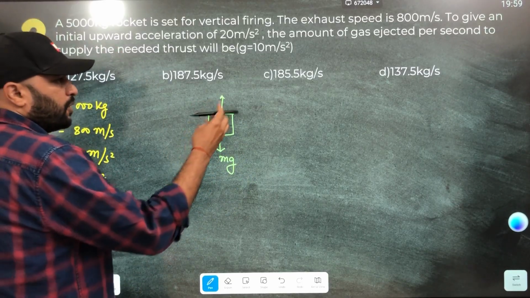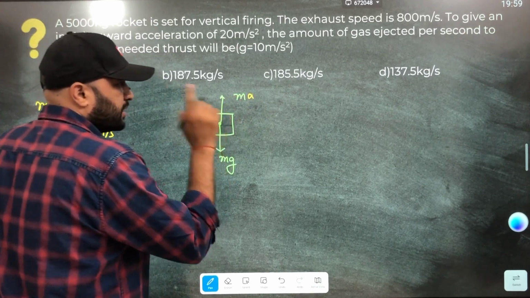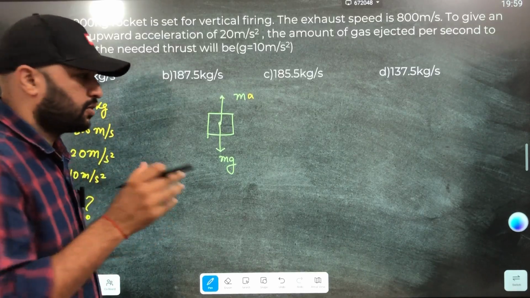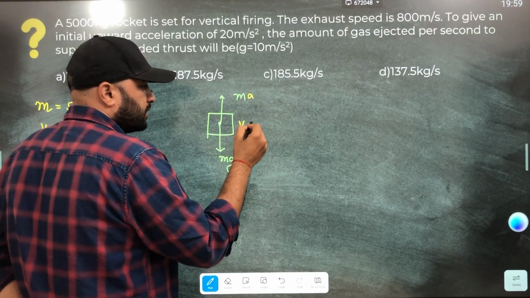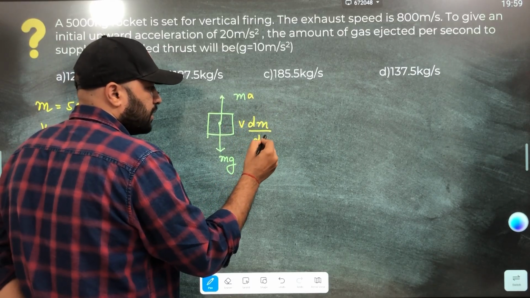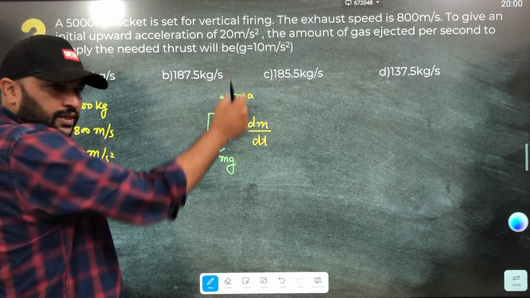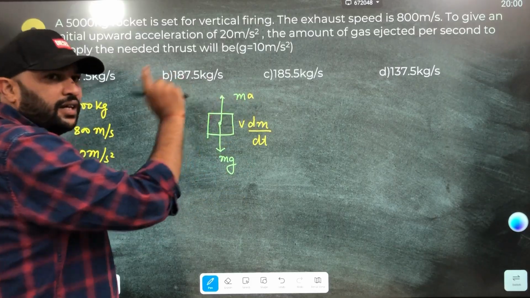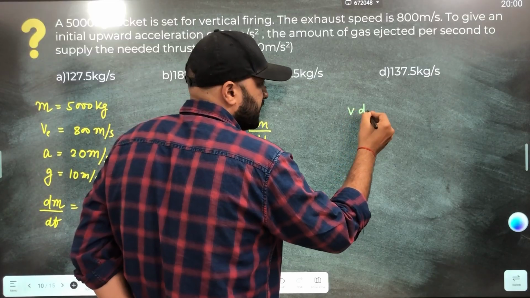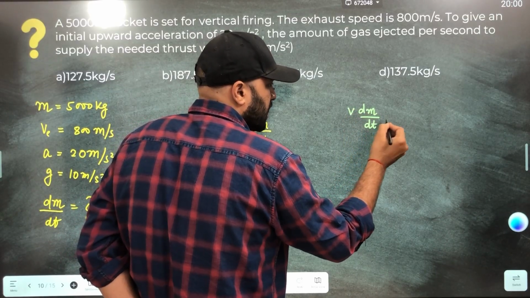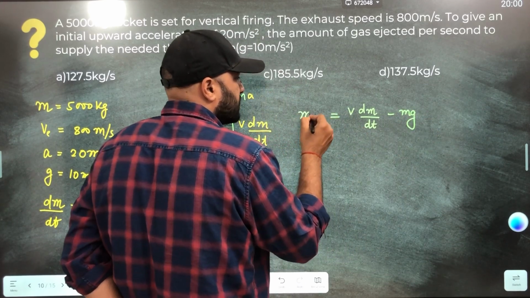And it is going up with some acceleration, so ma, correct. And one equation that is responsible for burning of fuel, so burning of fuel is what, v dm by dt. Clear? Okay, I hope this is clear. So this is making it go up, this is making it go down, and this is the resultant one. So what is making it go up? V dm by dt. This is making the rocket go up, overcoming the weight, which is minus mg, and that is giving you m times a, mass times acceleration of the rocket.